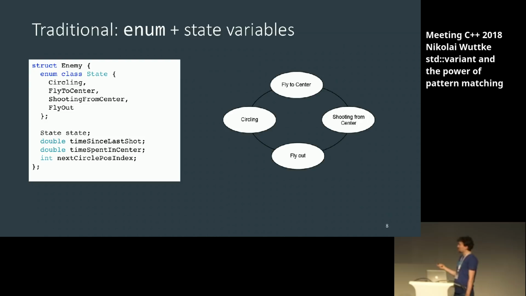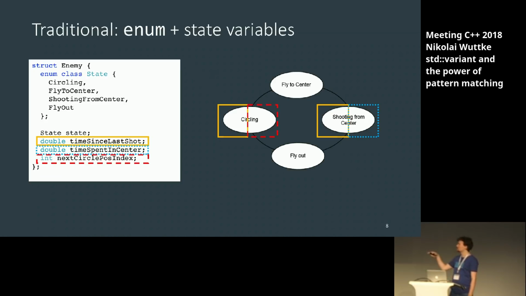And these variables are only relevant for certain states. So if you look at the time since the last time we fired a shot, it's only relevant when I'm shooting, which is the case for the circling state and the shooting from center state. The time that I spent in the center is only relevant when I'm in the center. And the position that I want to fly to next is only relevant when I'm currently circling. But if we write our code this way, then there's not really a correlation between the states and these variables. And now this is a pretty simple example, so it's pretty easy to get it right.